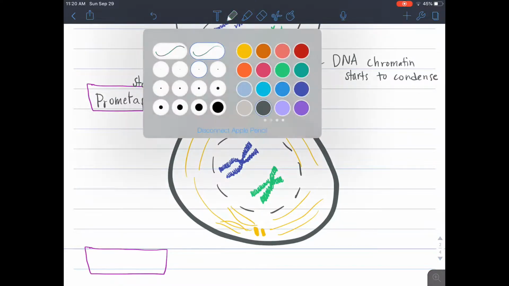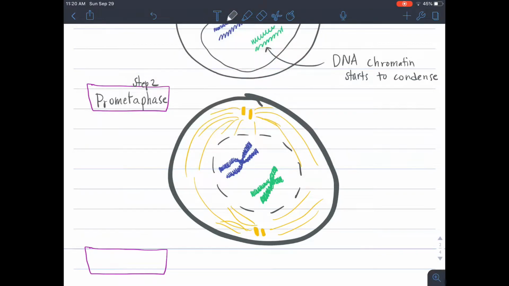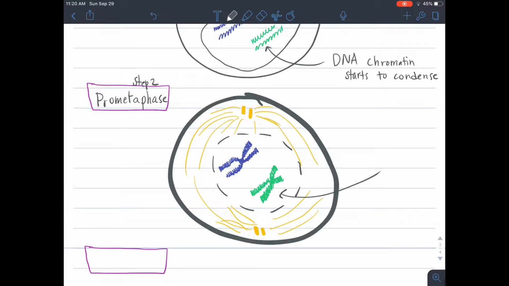Alright, so let's label what we just were talking about. We have the spindle fibers here. Well, let's come back to the spindle fibers. We're going to add a little bit more to that. But we do have the chromosomes fully condensed. And we also have the nuclear membrane, which is now dissolving.